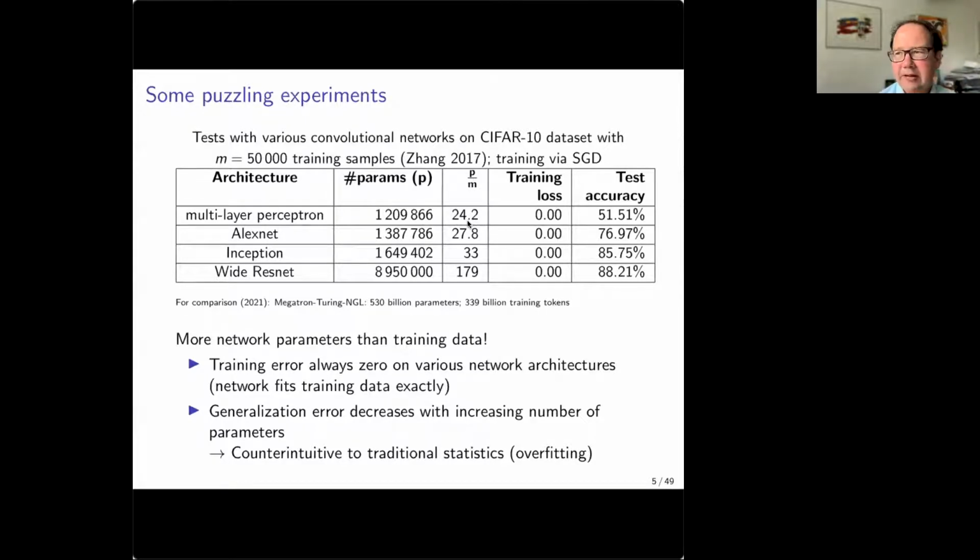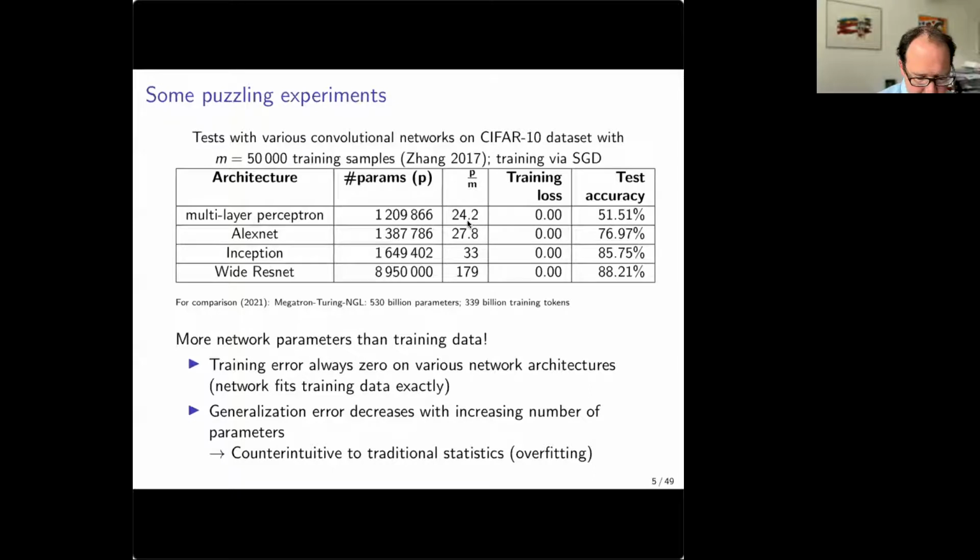And then, of course, the question is, can we also get good generalization properties? Here, what they observed is that if you increase the number of parameters, you actually increase the test accuracy, which is a bit puzzling, because classical statistics tells you that you should be in a range where you get overfitting, with more network parameters than training examples, and the amount of overfitting should get larger and larger. But actually, the opposite happens. These models behave quite well, and this is one of the puzzling questions: why overparameterized models work so well.